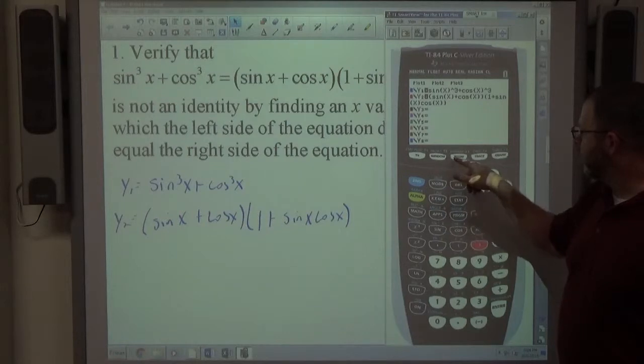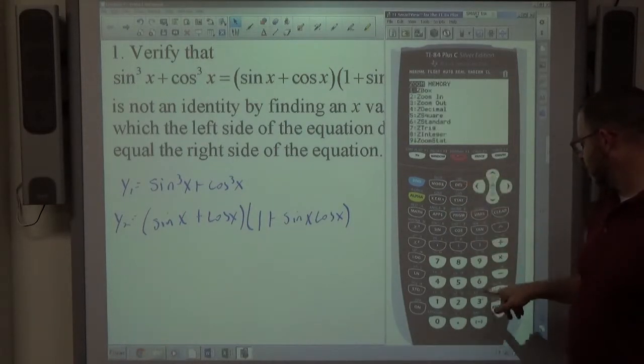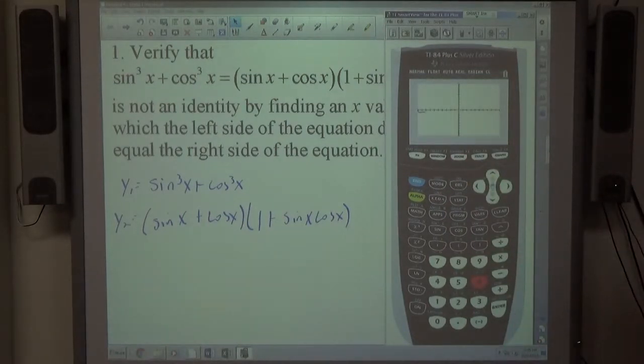And if we just compare the graphs real quick, if I just did a zoom 6, that should be sufficient to see that they're not the same. There's my first graph, sine cubed plus cosine cubed. The second graph in red, very obviously not the same graph.